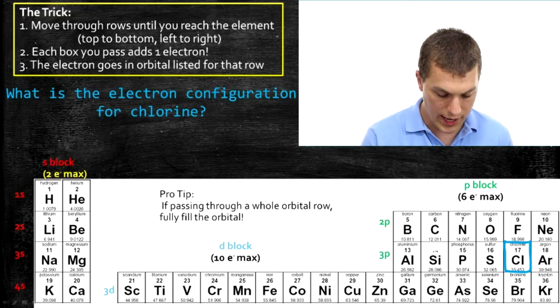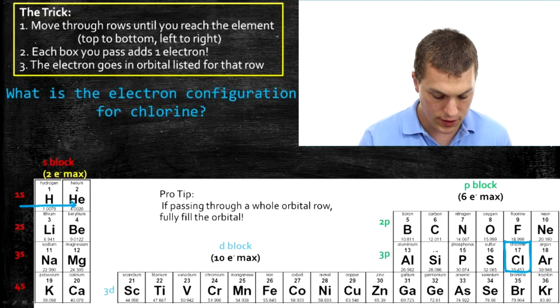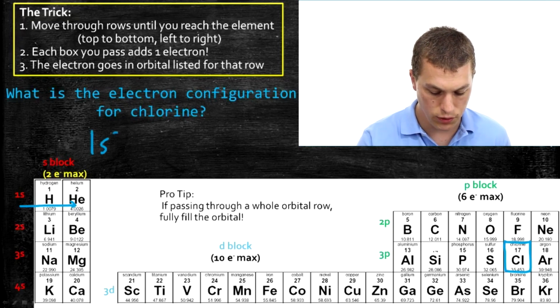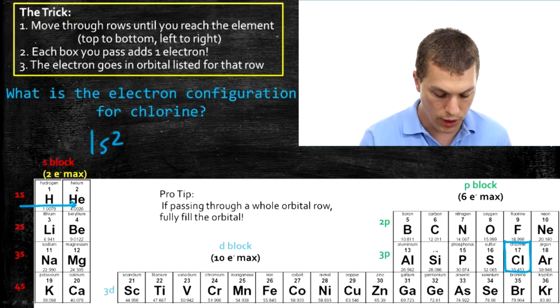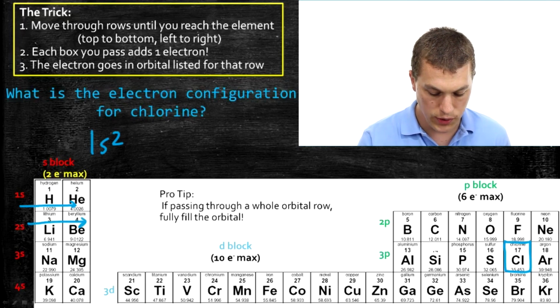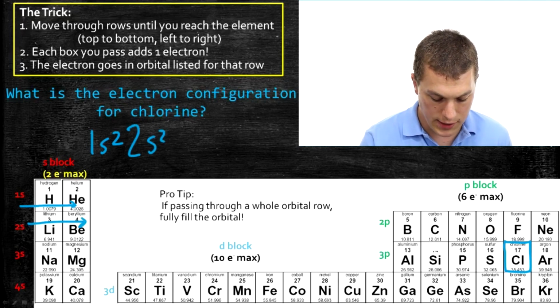All right, so we start with the 1s. So that means the 1s is full. We have 1s2, because we passed through 2 boxes. Then we go through the 2s. The 2s is also full, so we have 2s2. Then we go all the way across to the 2p.